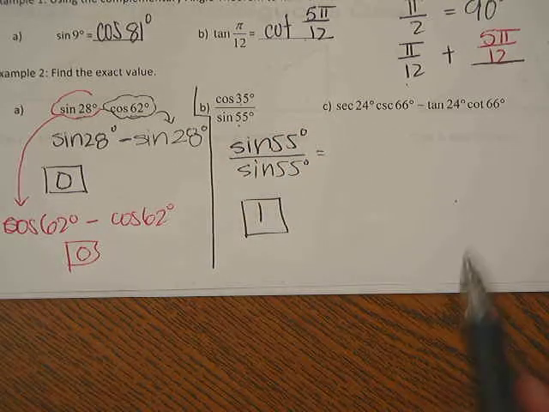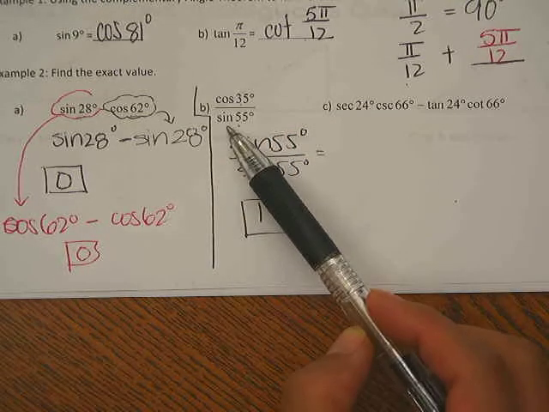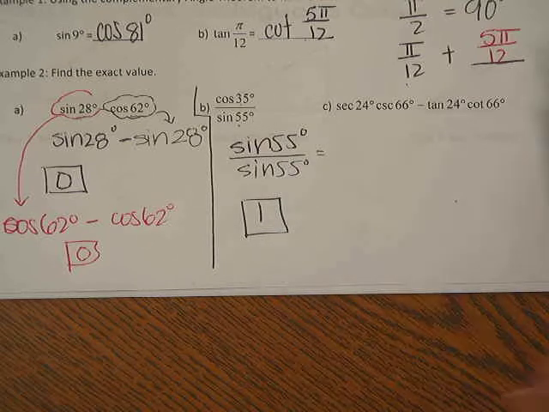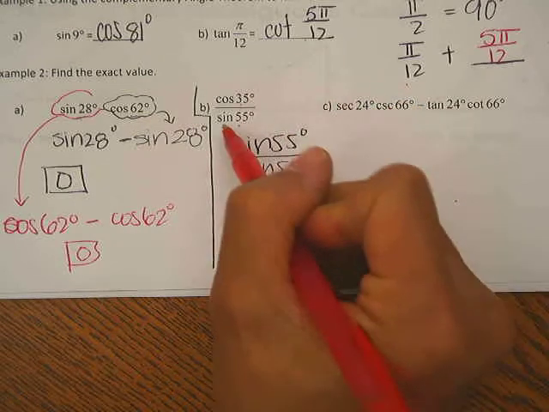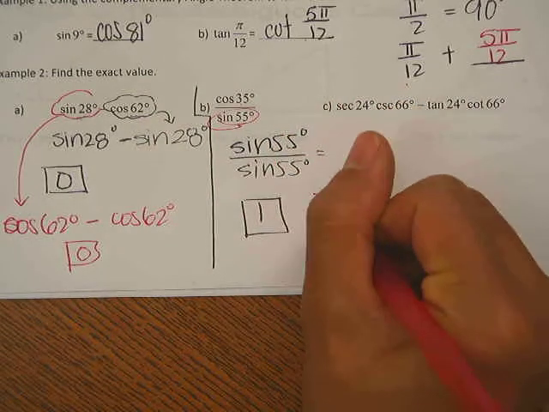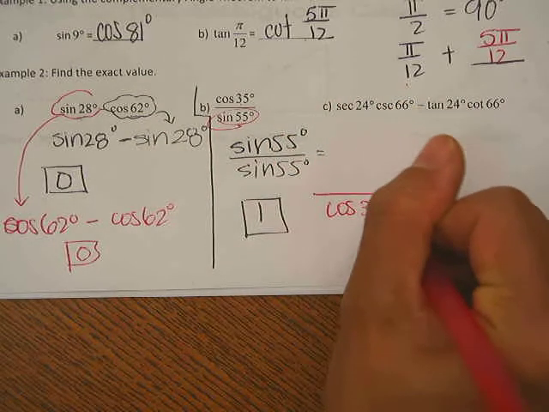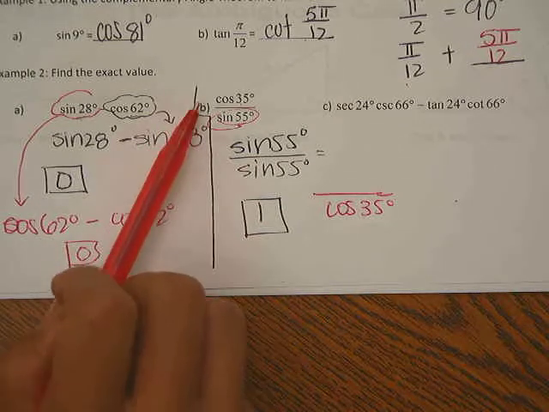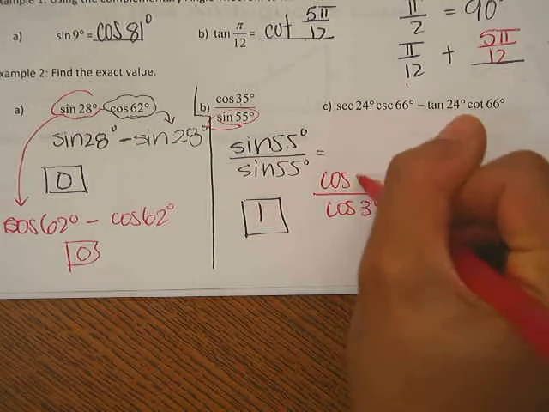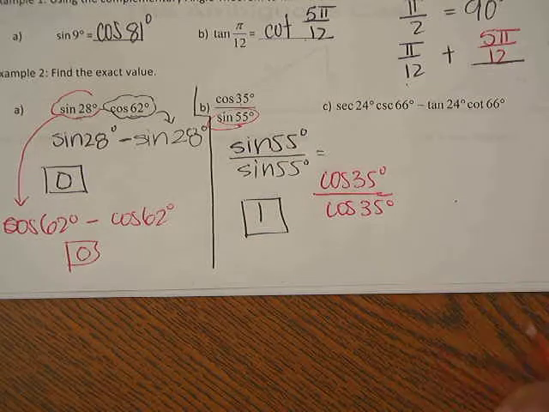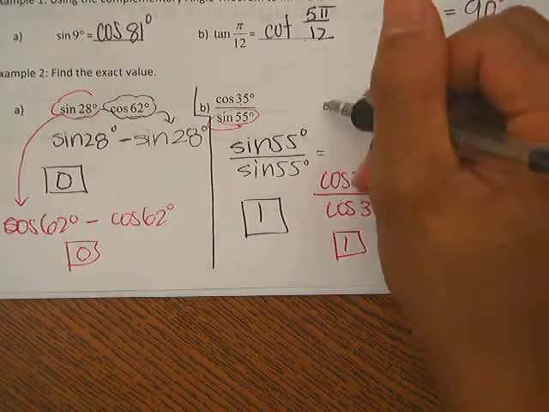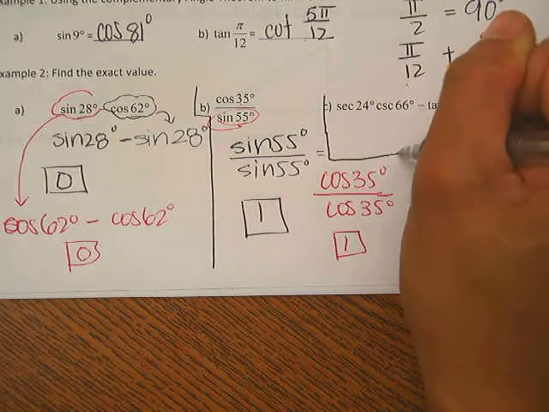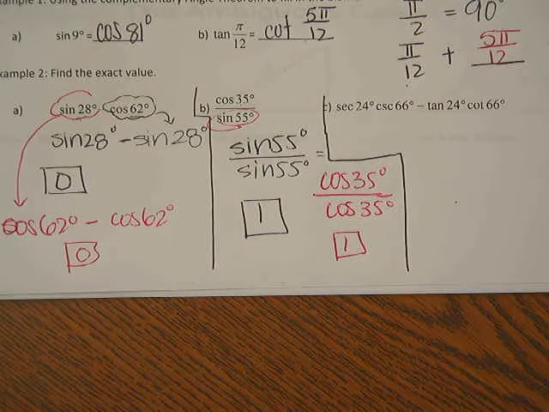Okay? And again, you can change the denominator as well. You can say, hey, sine of 55 degrees on the denominator is the same as cosine of 35 degrees based on my complementary angle theorem. Then if cosine is what I have on the numerator, divided by cosine of 35, that also equals 1. Okay? So it doesn't matter which angle you change, you should always have the same solution.